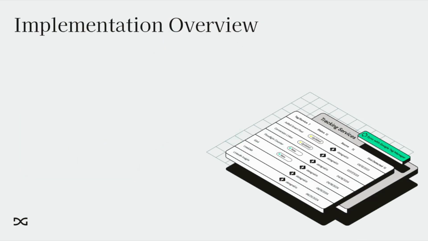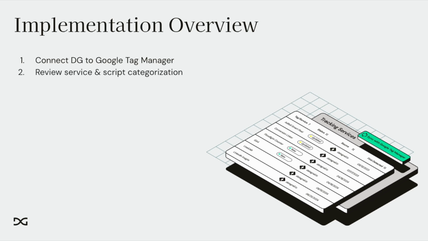You'll start implementation by connecting DataGrail to Google Tag Manager. From there, you'll ensure your scripts are properly mapped to appropriate consent purposes. For example, making sure that functional cookies like keeping a user logged in are mapped to a functional or operational purpose. Next, you'll style the banner and fine-tune your policy setup.